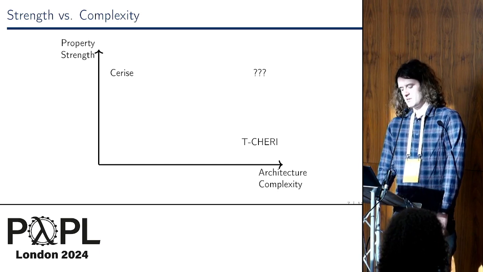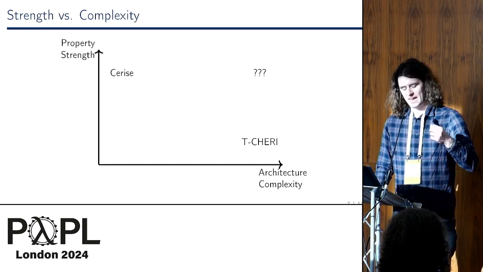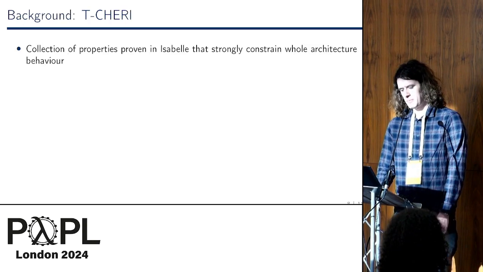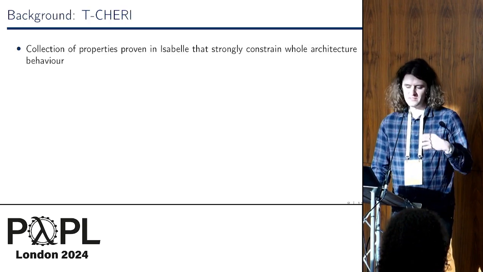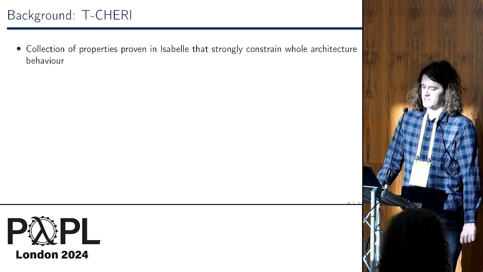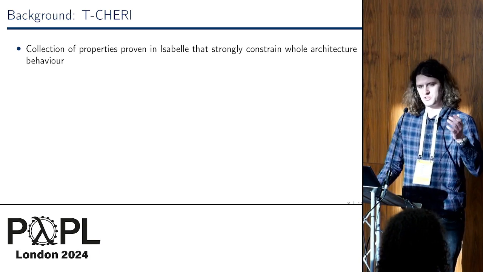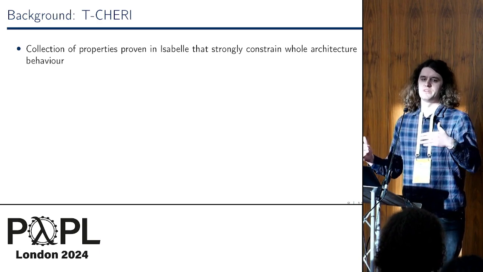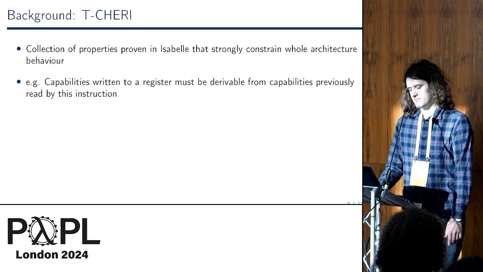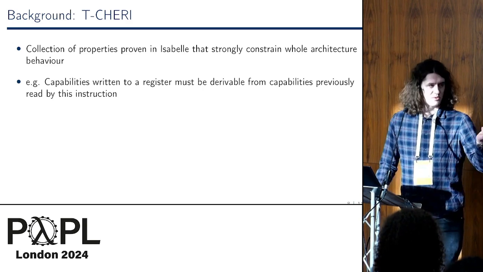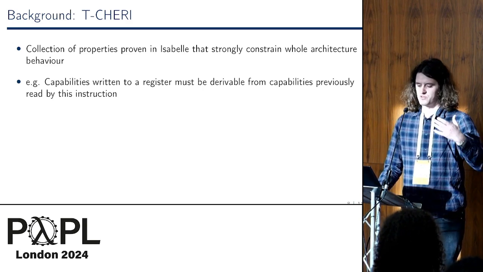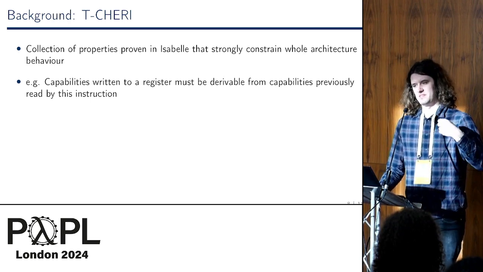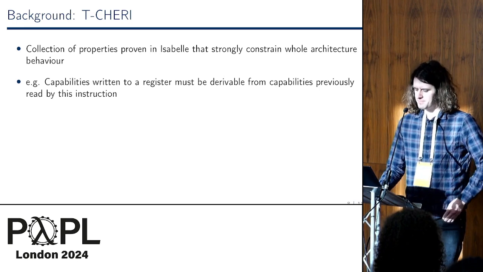Well, to think about how we get there, let's start with what T-cherry actually gives us a little bit more concretely. So T-cherry, as Thomas mentioned relatively briefly, is a collection of properties that are proven in Isabelle. They strongly constrain whole architecture behaviors. They put quite a nice envelope on what an arbitrary instruction can do. This is an example of one of the properties, stated very informally: if an instruction writes a capability to a register, it must be derivable from the capabilities that have been read by that instruction so far.